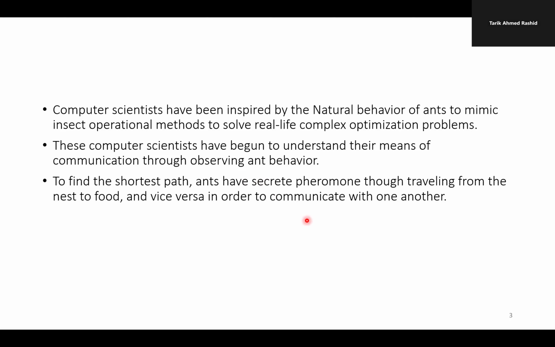And the aim of ACO is to find the shortest path. That can be done by ants, which secrete pheromones while traveling from a nest to a food source, and vice versa, from a source to a nest, in order to communicate with one another.